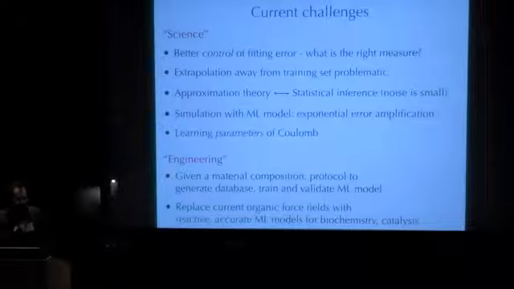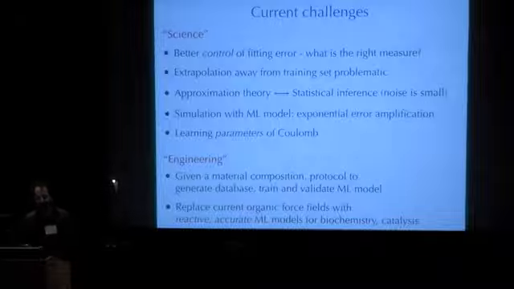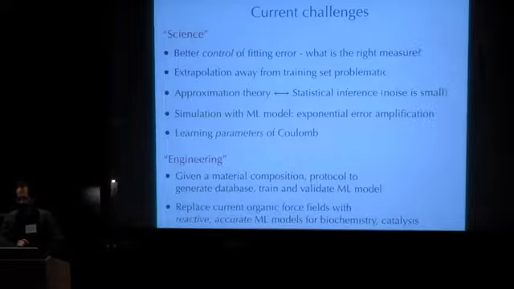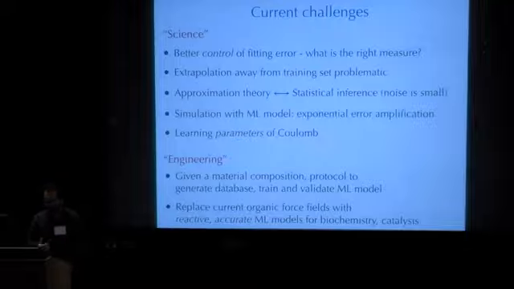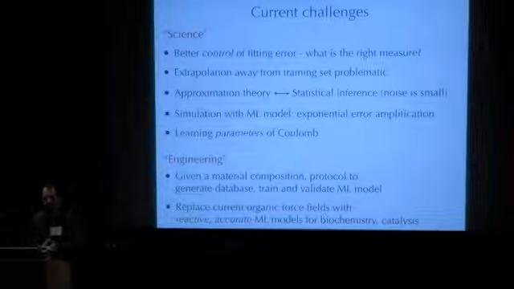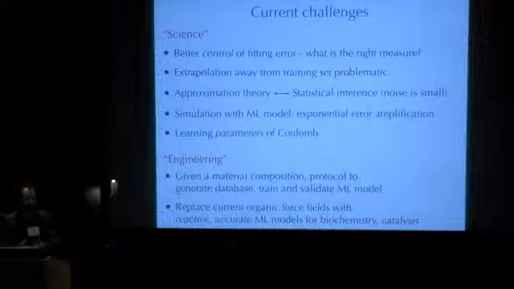I want to finish with some thoughts on the current challenges. So there are scientific challenges and there are engineering challenges. I think the thing that really vexes me in terms of the science is better control of the fitting error. So if you asked me what should be the right measure of error in, say, fitting silicon or any other material, I really can't give you a mathematically precise answer. I would start by citing applications, and different applications need accuracy in different parts of configuration space. And that's a real problem because we don't really have a good way of translating that into an error measure.